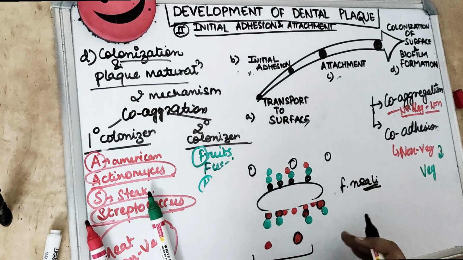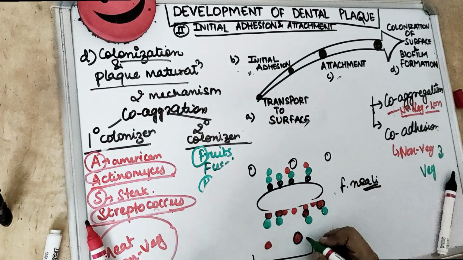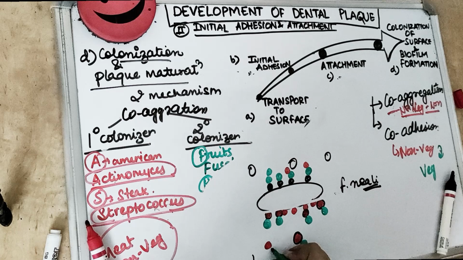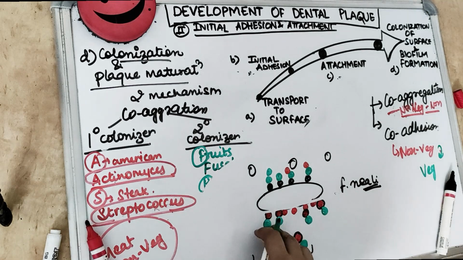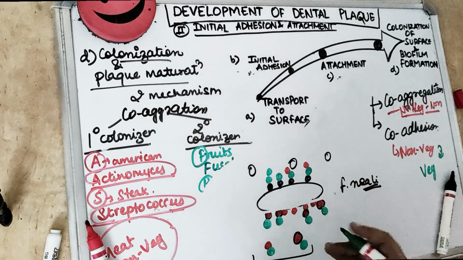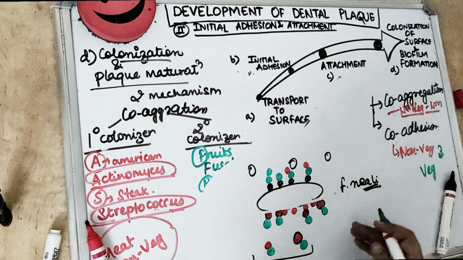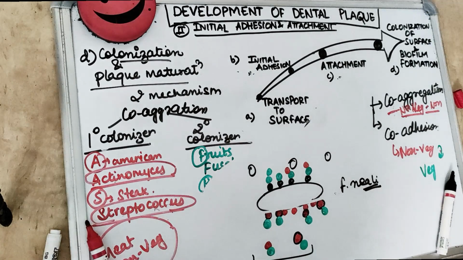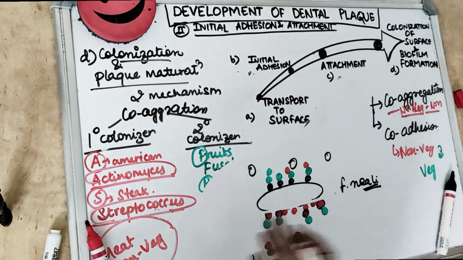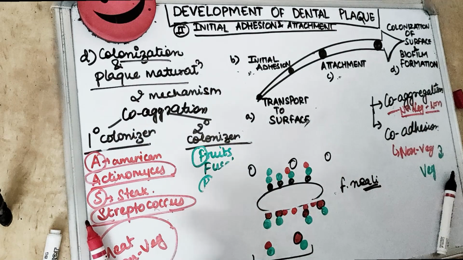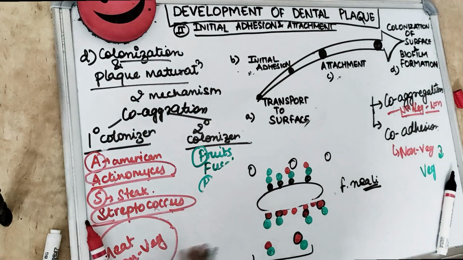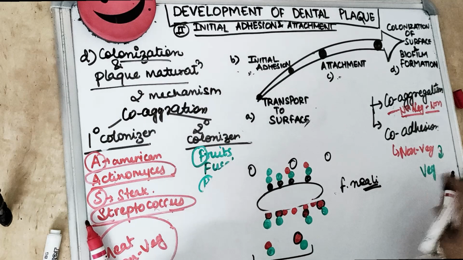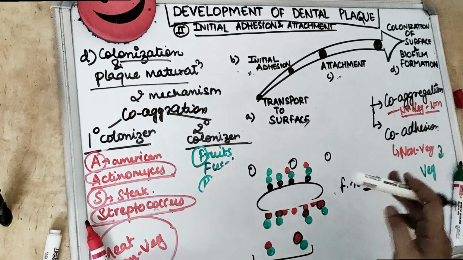Now later on, when these bacteria can come and give attachment to the other bacteria like our Fusobacterium nucleatum, P. gingivalis and T. denticola, this is our co-adhesion. It is coming and attaching to the other surface, so it is giving coronavirus to other people. This is how the colonization, this is how the spreading of coronavirus takes place. So I have tried to make it easier for you.